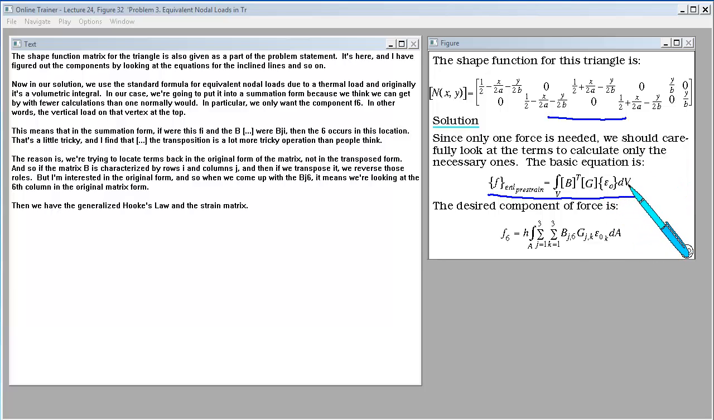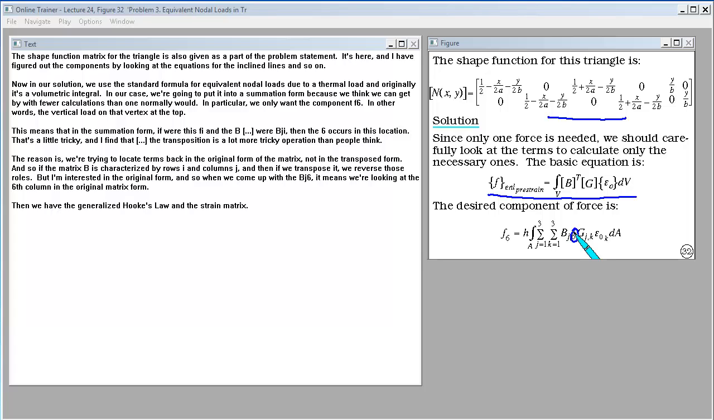In our case, we're going to put it into a summation form because we think we can get by with fewer calculations than one normally would. In particular, we only want the component F6. In other words, the vertical load on that vertex at the top. This means that in the summation form, if this were Fi and the B were Bji, then the 6 occurs in this location.